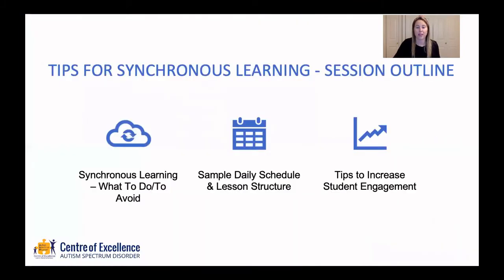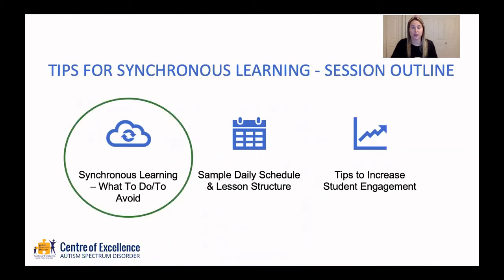So we'll start by looking at things that we want to do when we're engaging students in online synchronous group learning, and then things that we want to avoid. We'll then take a look at a sample class schedule and a corresponding within lesson structure, and we'll wrap up this capsule by talking about tips to increase student engagement when running synchronous group learning sessions. So let's start with the things that we want to do and the things that we want to avoid.